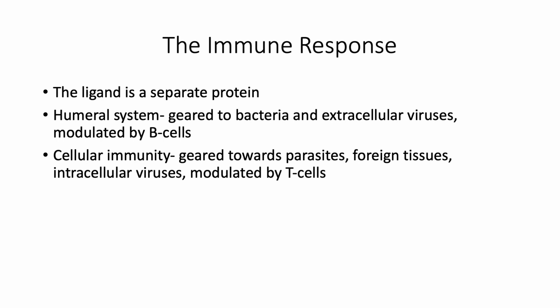The immune response is an example of a ligand interaction where you've got the ligand as a separate protein that occurs, and in a humoral system, this is geared towards bacteria and extracellular viruses modulated by B cells, and cellular immunity is geared towards parasites, foreign tissues, and intracellular viruses modulated by T cells, as broad categories of response. And the ligand is referenced in the cases that I've enumerated.